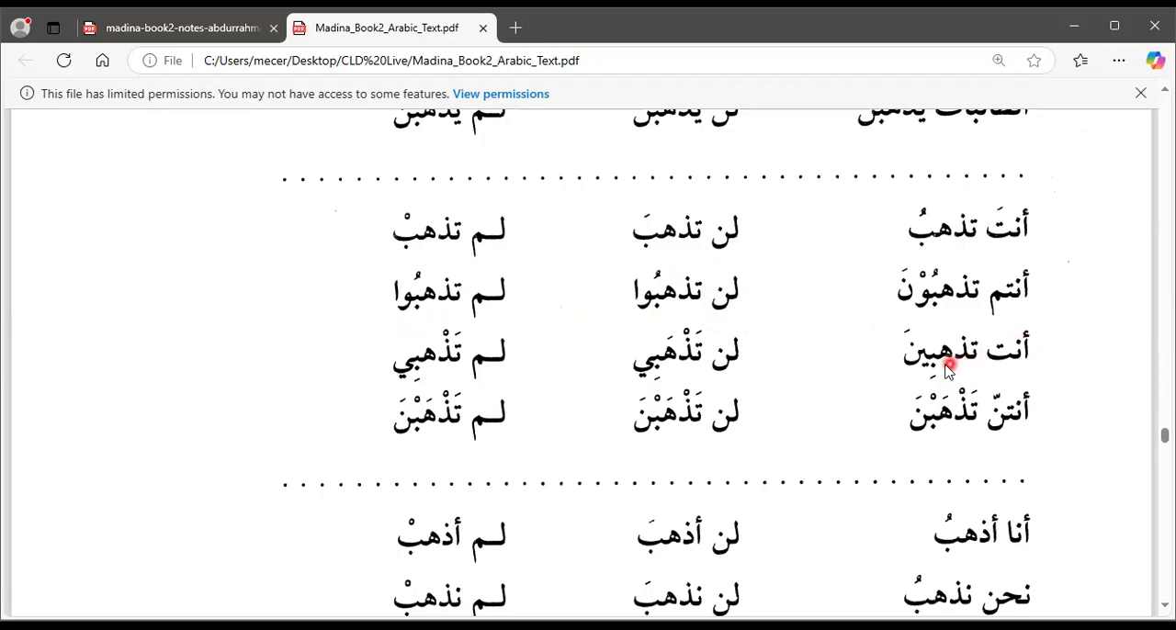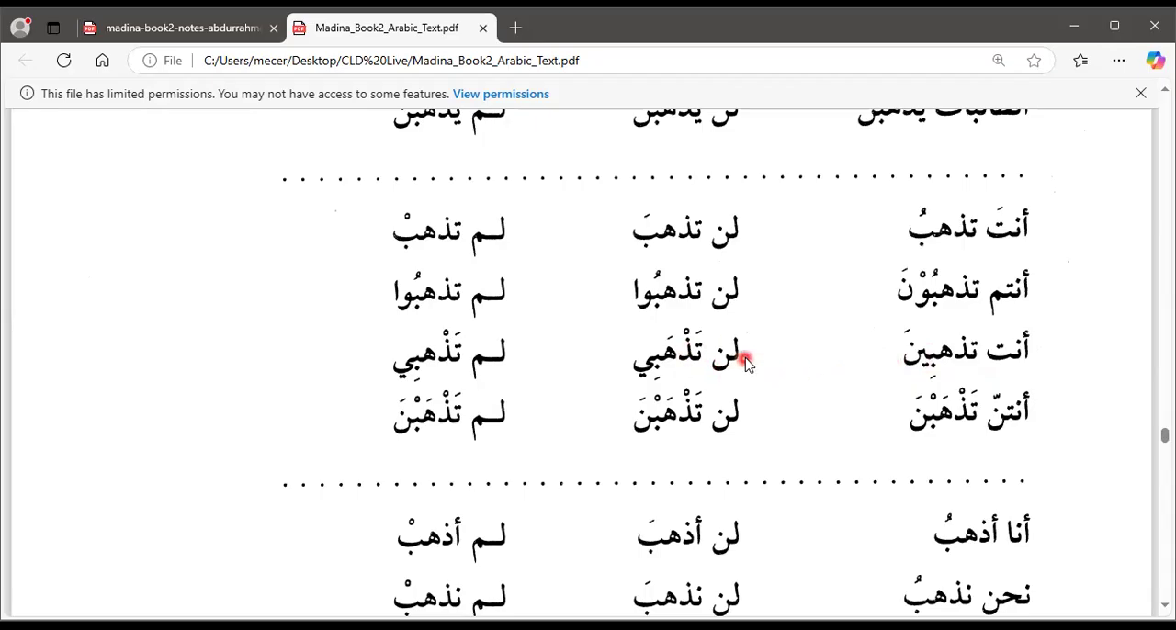Anti tadhabin. So in this case, tadhabin, what happens? You say fi'l mudari' marfu', and here marfu' bi thubut nun, and this ya is ya fa'il mu'annath mukhatab. So it means the person is present and is feminine. So if your sister is in front of you, you address her as tadhabina. Okay, then it is marfu'.